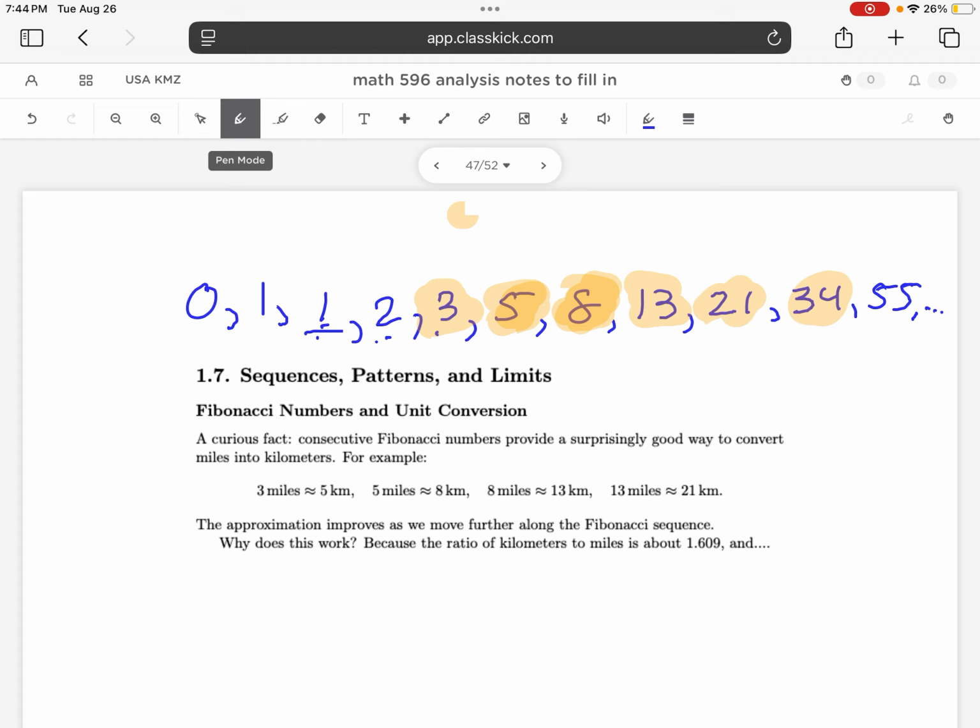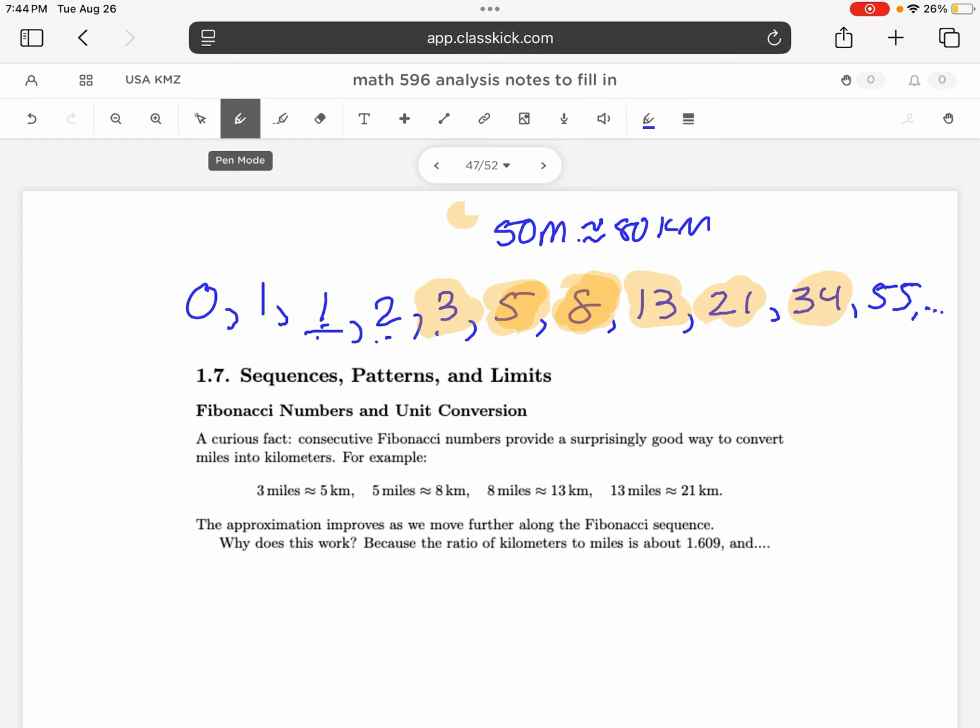So for instance, let's say you ran an ultra marathon that was 50 miles. 50 miles can be expressed as 5 plus 5 plus 5 plus 5 plus 5, 10 times. And since 5 miles is approximately 8 kilometers, that means 50 miles is going to be approximately 80 kilometers. And you can do this with any sort of thing that you're trying to convert. So you could just express it as a sum of Fibonacci numbers and then convert using this trick here. So that's pretty neat. But why does this work? It's like a cool little fact, but why?